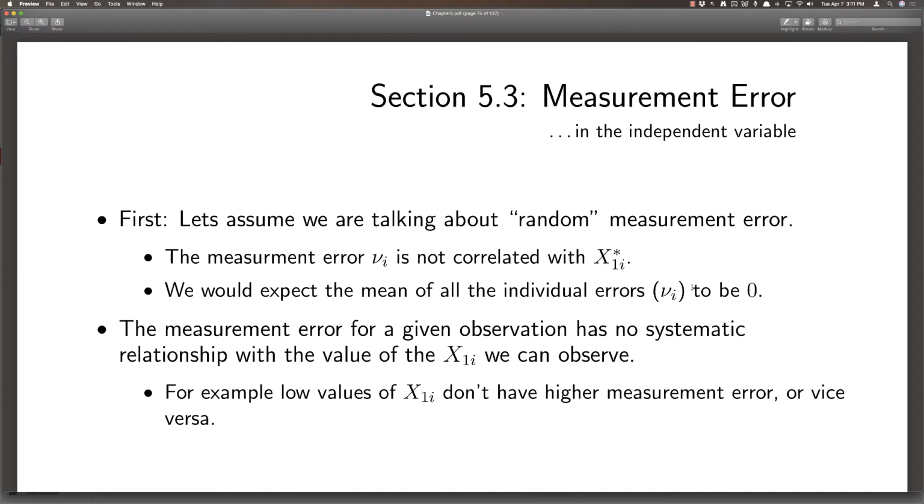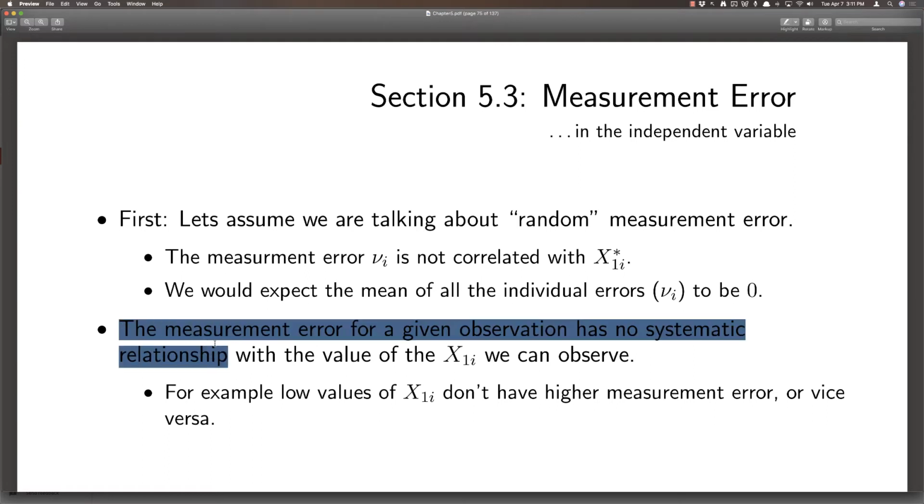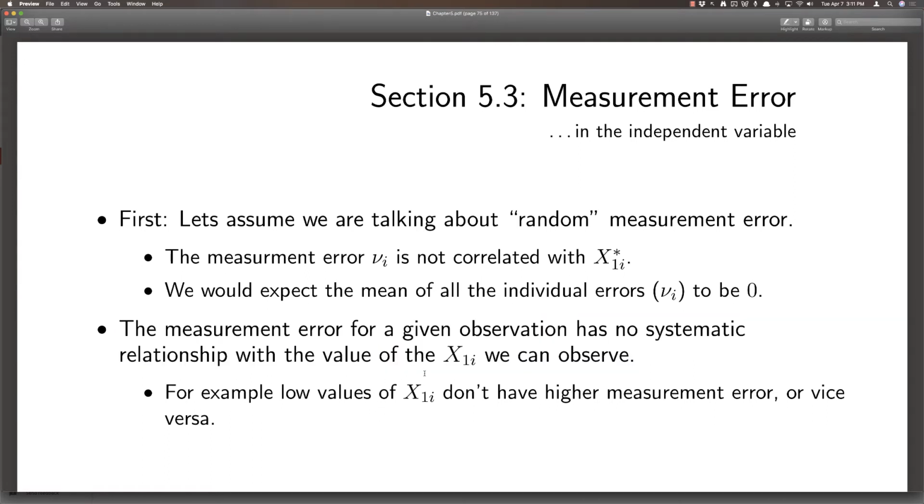And so that seems like, oh, that's a great situation, because I shouldn't have to worry about it. But that's the rub. If that random error is on your independent variable, it does cause a problem for us. The measurement error for a given observation has no systematic relationship with the value of X1 that we observe. So for example, low values of X1 don't have higher measurement error or vice versa.